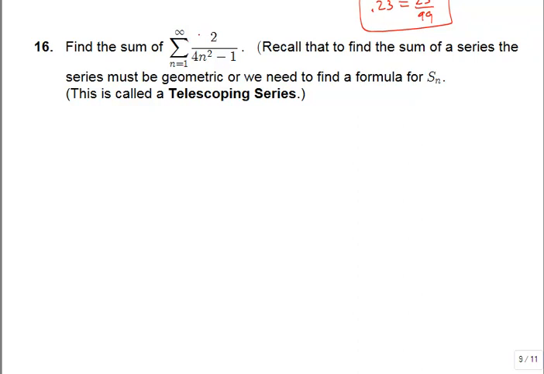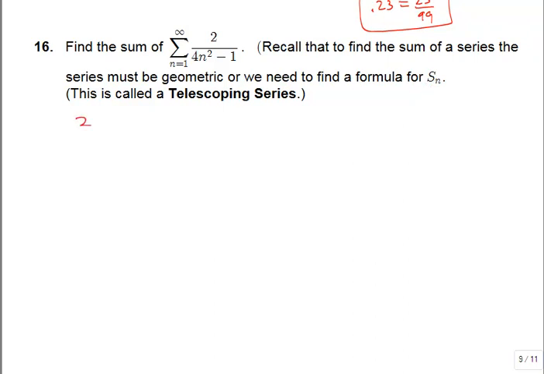Now normally, remember that in order to actually find a sum, we only have two formulas for that. Either it's a geometric series, and we use the formula a over 1 minus r, or we have some kind of formula for the nth partial sum, and we take the limit of that, and that is what our sum turns out to be. Well, this does not look geometric because we don't have some kind of fraction being raised to a power. We actually have a rational function here. So if we're going to have any success with finding the actual sum here, we're going to need to find some sort of formula for this s sub n. So let's see if we can work on that.